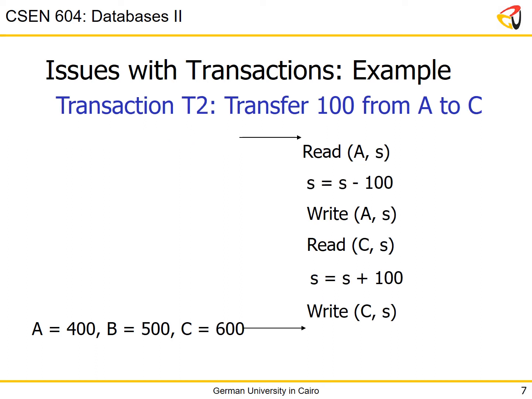Let's look at transaction 2. I will transfer 100 from A to C. So I will read A into S. I will subtract 100 from S. And then I will write S into A, and then read C into S, add 100 to S, and then write back S into C. I start with 500, 500, 500, and I end up taking 100 from A and adding it to C. So C becomes 600. Now, I have two transactions. One of them is transferring 100 from A to B, and the other one is transferring 100 from A to C.